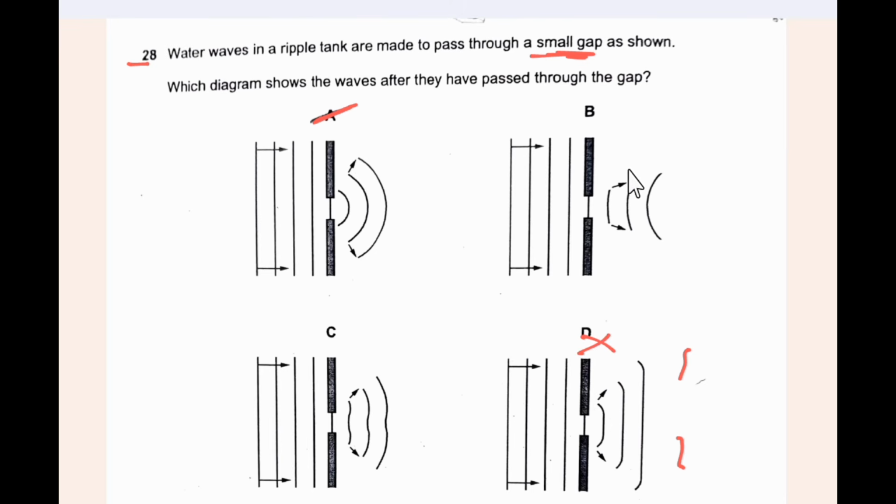Then in option B, there is no such diffraction pattern that I have seen, so this is also wrong. Then in option C, there is diffraction along with something that causes the wave here to bend, so this is also wrong. So the correct answer is A.